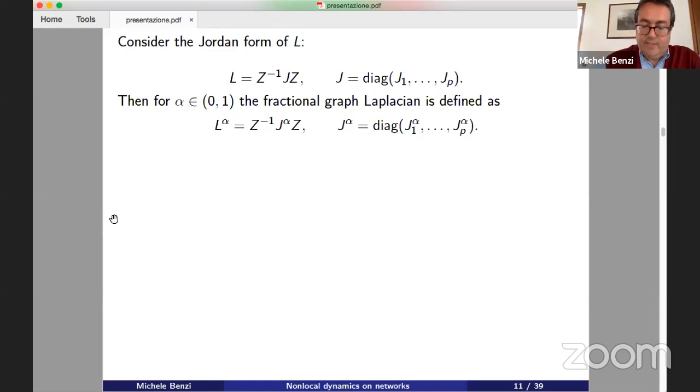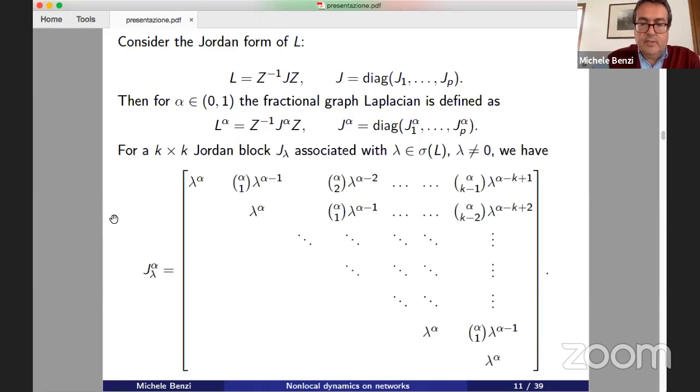So we have to define what it is, the alpha power of a Jordan block. So basically we open Nick Higham's book, for instance, and we look at the definition of a function of a matrix via the Jordan form. And we find that for an eigenvalue lambda, the Jordan block corresponding to that lambda to the power alpha is given by this triangular Toeplitz matrix that contains the binomial coefficients and the powers of lambda. And you see immediately that if alpha is less than 1, this block is defined only for lambda not equal to 0, because for lambda equal to 0, this is not defined already.